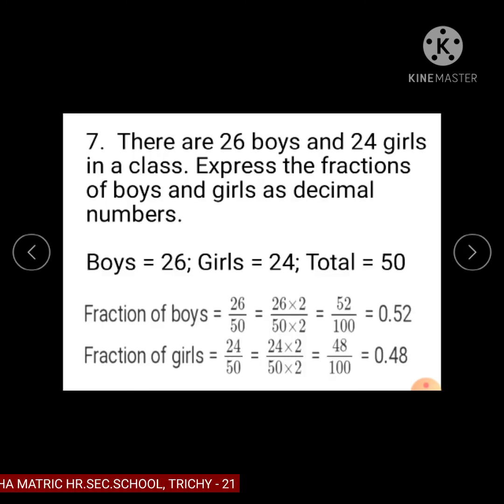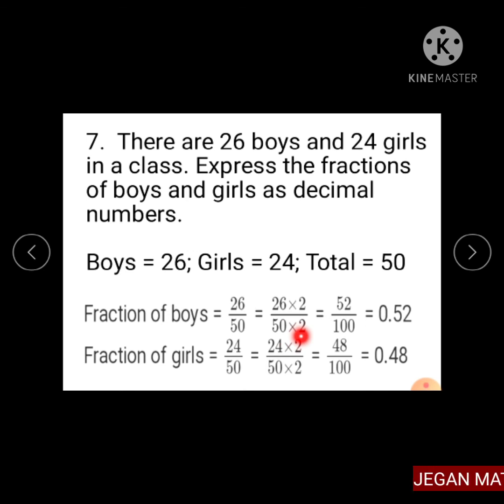Question number 7. There are 26 boys and 24 girls in a class. Express the fractions of boys and girls as decimal numbers. Number of boys in the class equal to 26 and girls equal to 24. Total number of students equal to 50. Fraction of boys equal to 26 by 50 equal to 26 into 2 divided by 50 into 2 equal to 52 by 100, which is equal to 0.52.